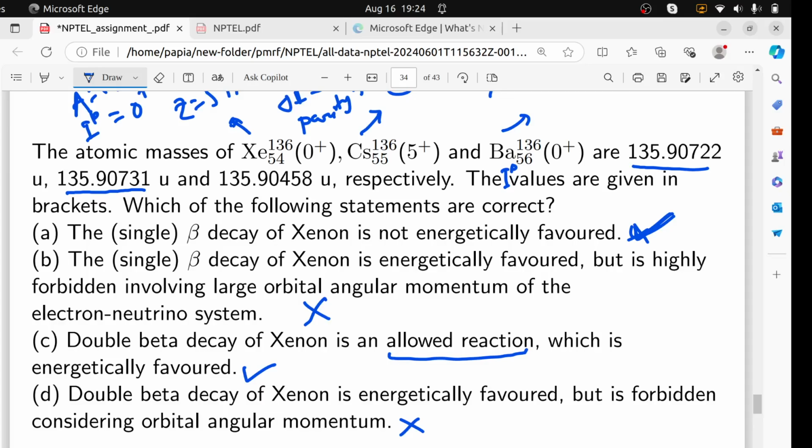Is there any doubt on that? I have explained each and every option elaborately so that we can have the knowledge of which of the following statements are correct.